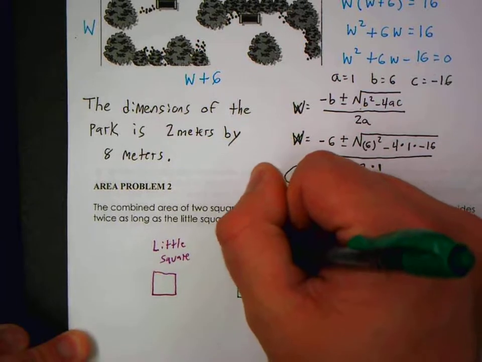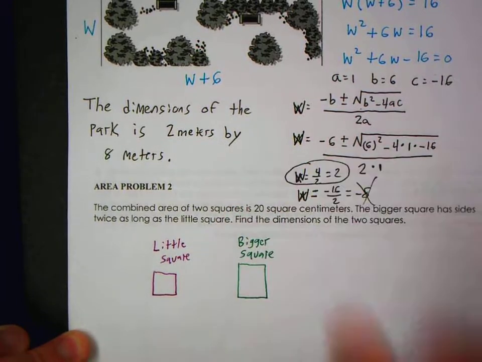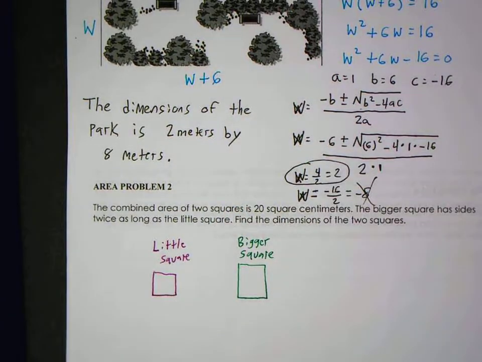And we know the property of a square is length equals width. So the combined area of the 2 squares is 20 square centimeters. The bigger square has sides twice as long as the little square. Find the dimensions of the 2 squares.